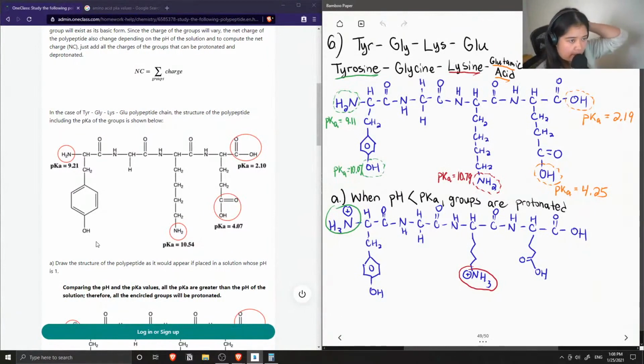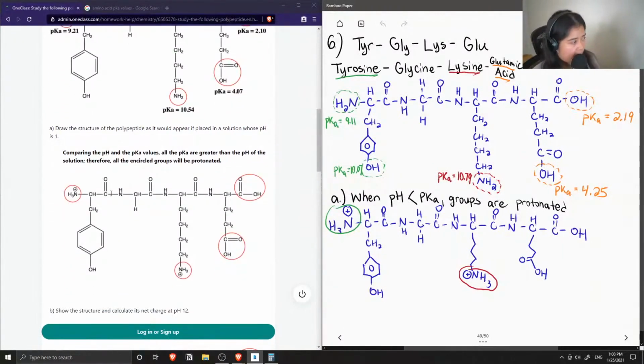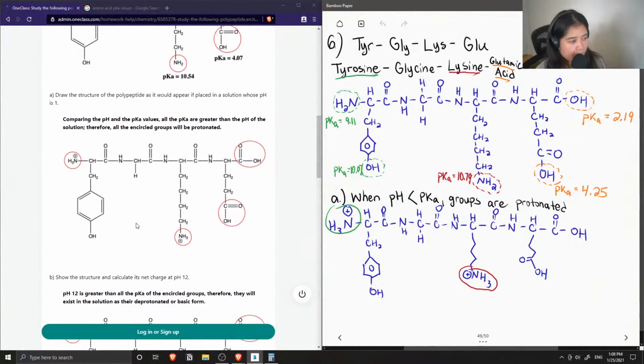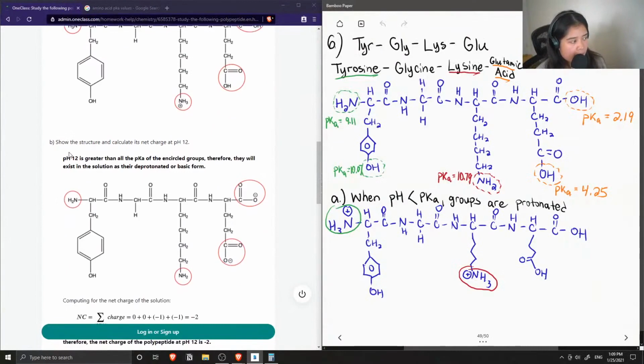I noticed they didn't include the one for the OH group on tyrosine, but I'll just keep that in mind down here. So now part A is to draw the structure of the polypeptide as it would appear if placed in a solution whose pH is 1. So comparing the pH and pKa values, all the pKa are greater than the pH of the solution, therefore all of the encircled groups will be protonated. Okay, they circled all the groups. Yep, so that's correct. And then show the structure and calculate its net charge at pH 12.